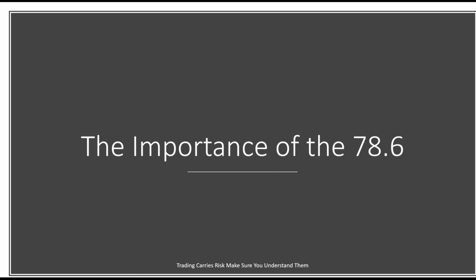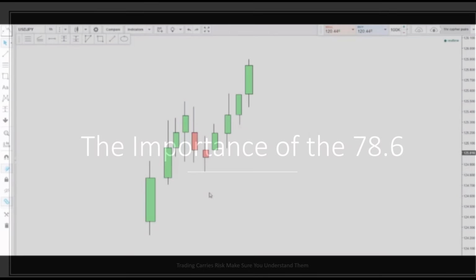So when we get to 78.6, we're either in a complete reversal or we're in a retrend where it is a very good buy price. So there's a lot of importance to the 78.6 level. So let's watch this little presentation, and hopefully by the end you'll understand how to use fibs.